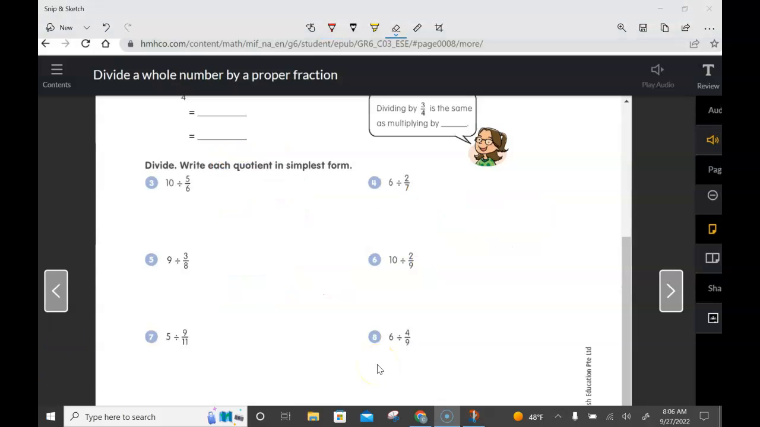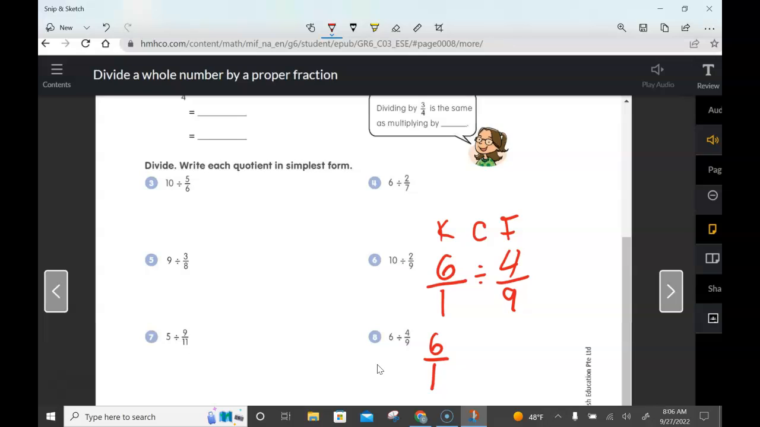Okay, now let's take a look at number 8 on the same page. We have 6 divided by 4/9, so we can write this out. 6 over 1, I want you to do this with me, divided by 4/9. So if you remember, you keep, you change, you flip. So we keep 6 over 1, change division to multiplication, and then you get the reciprocal. You flip this divisor to 9 over 4. Now we just simply multiply from here. 6 times 9, 54. 1 times 4 is 4.